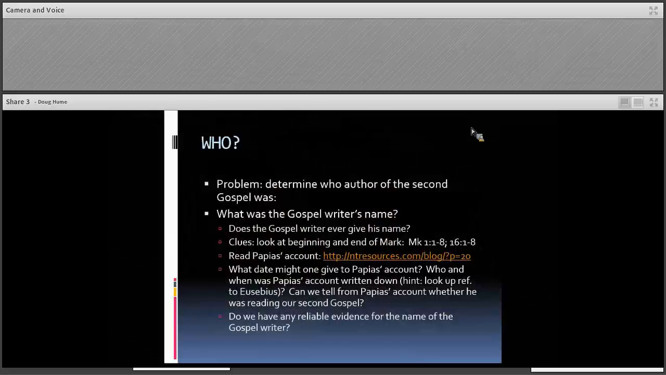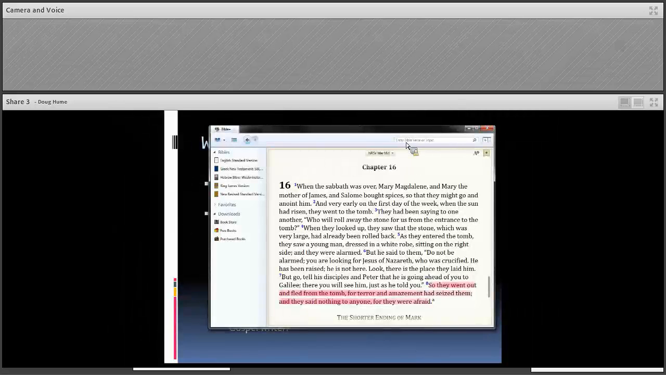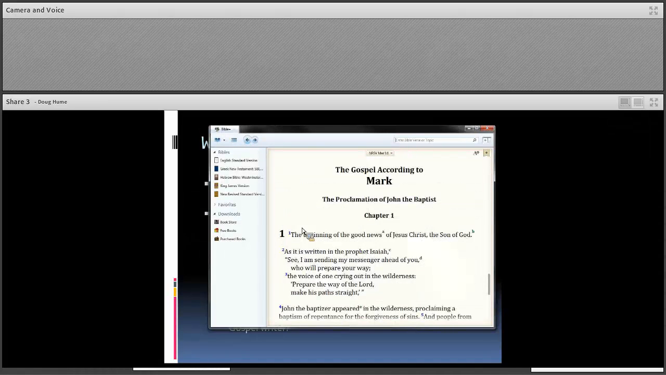So if you were to go to Mark 1:1, everything above the beginning of the good news of Jesus Christ, the Son of God, so the Gospel according to Mark, the proclamation of John the Baptist, chapter 1, that's all editorial. So that's not in the original manuscripts. The names, the titles, did not make it in until the 4th century manuscripts. So we don't really know who from the original source wrote Mark.